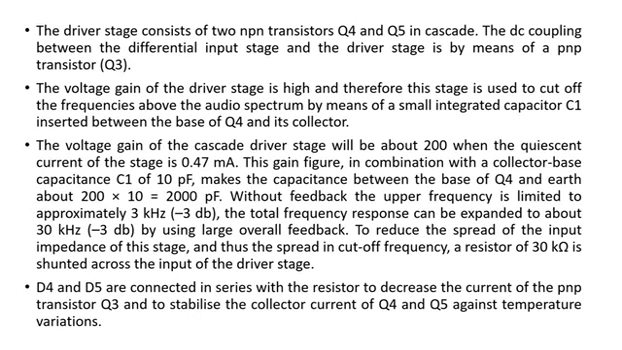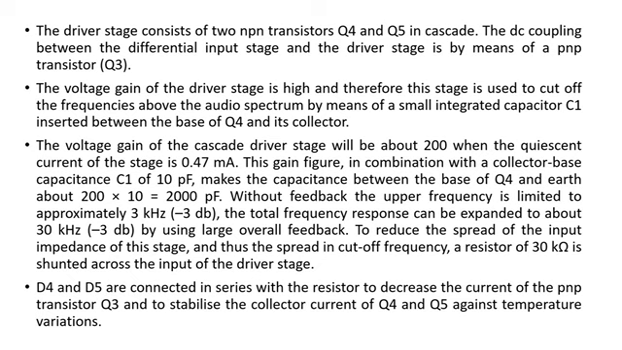So the driver stage, we told that there are two NPN transistors, Q4 and Q5, which have been connected in cascade. The DC coupling between the input stage and the driver stage is by means of PNP transistor Q3. So how are we connecting one stage with another? By means of a transistor Q3, that is PNP. So I'm using DC coupling by means of a PNP transistor.